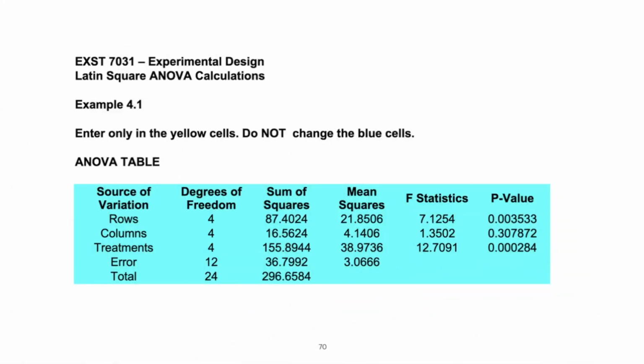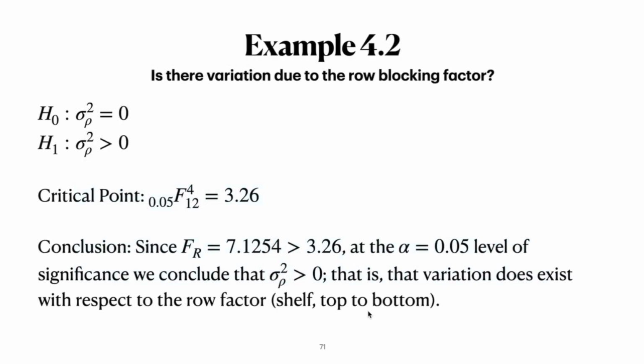Okay, so again, here is the ANOVA table from the spreadsheet that I've constructed. For reference purposes, I'll include this here because we're going to need the mean squares and the F statistics for answering these questions. The first question we'll look at is, is there variation due to the row blocking factor. What we're going to do first is look at whether or not there is variation due to each of the row and column factors.